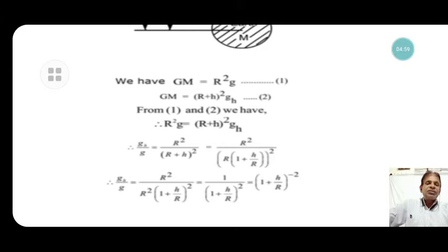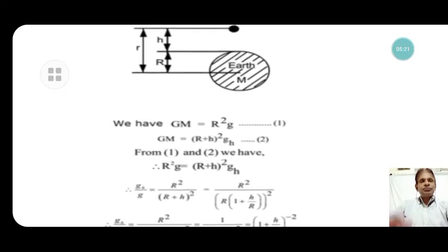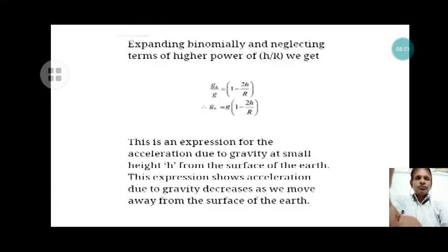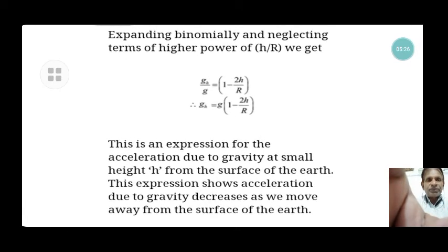h is the height, the altitude at the location, and R is the radius, of (1 plus h by R) to the power minus 2. Here is the binomial expression. It is from higher classes, but when you expand the binomial with a negative exponent, we get the value like that. Expanding binomially and neglecting the higher power terms of h by R, we get g_h by g is equal to 1 minus twice h by R.